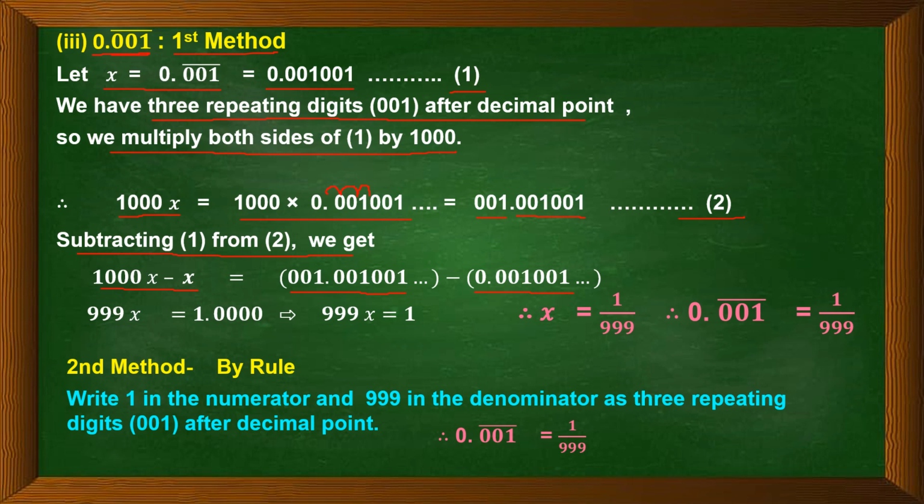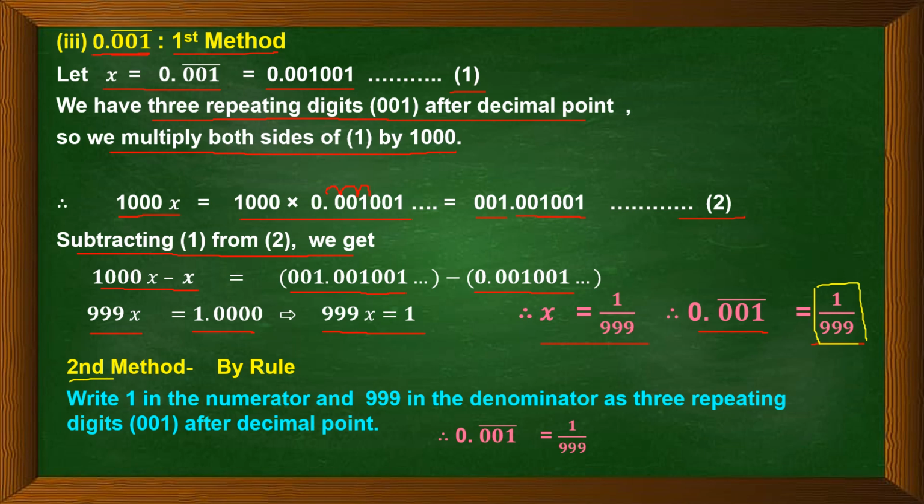So we are left with 1000x minus x, which is 999x, and this is 1.000, which is nothing but 1. So we can say 999x is equal to 1. So x is equal to 1 upon 999, and what is x? x is 0.001 under the bar, which is equal to 1 by 999. So this is the P by Q form of the decimal number 0.001 under the bar.